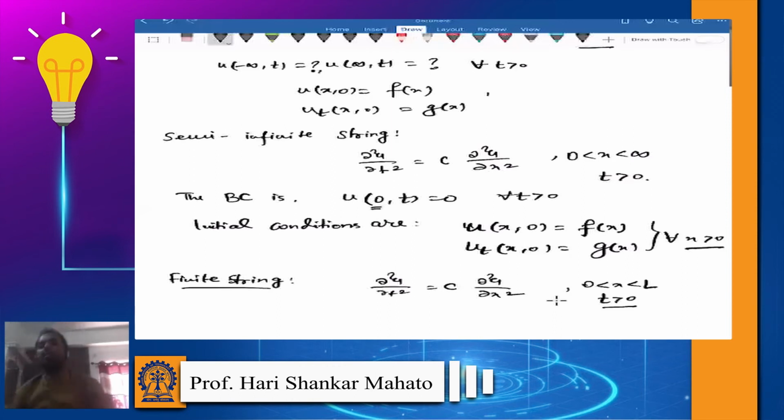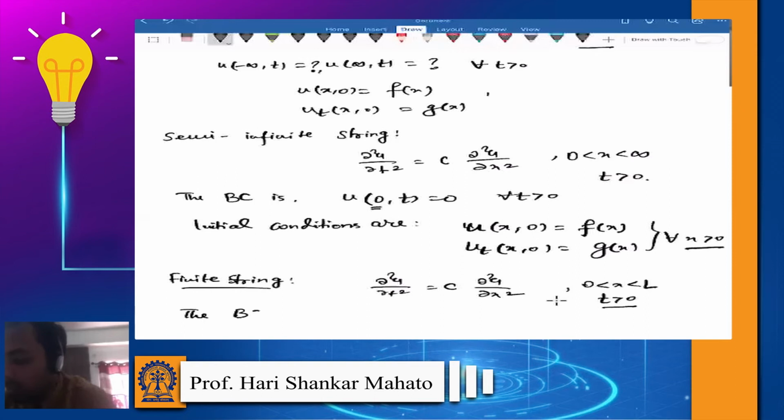So obviously in this case, your string is attached to two finite points, 0 and L. So obviously at 0, there is no vibration. So u(0, t) will be 0. And at L, the other end where the string is attached, there also there is no vibration. The vibration is happening in between. So there also I will take u(L, t) equals 0, right? So here I can have two boundary conditions.